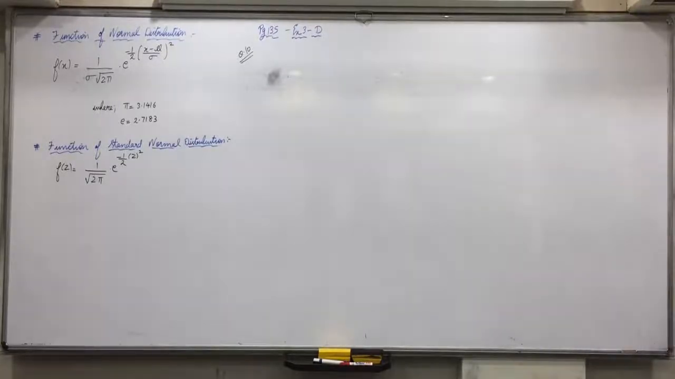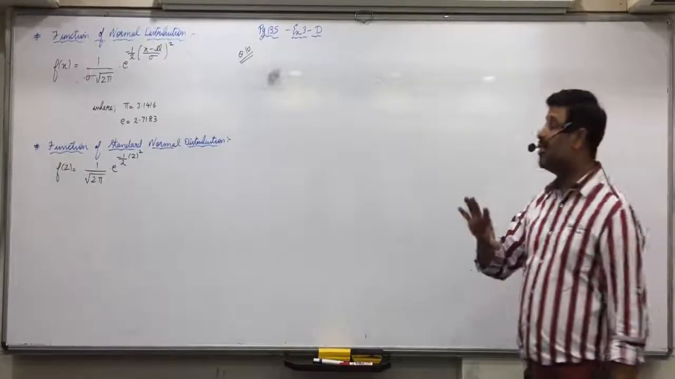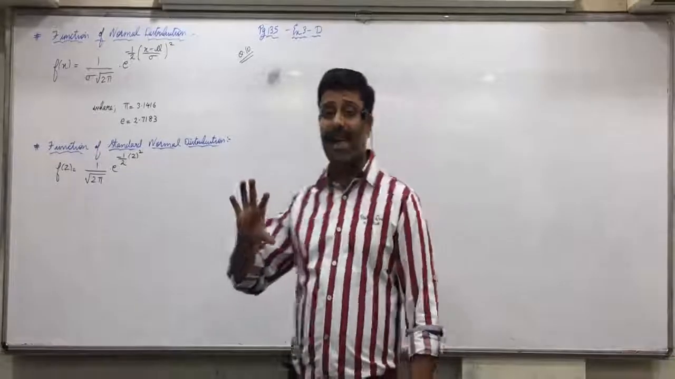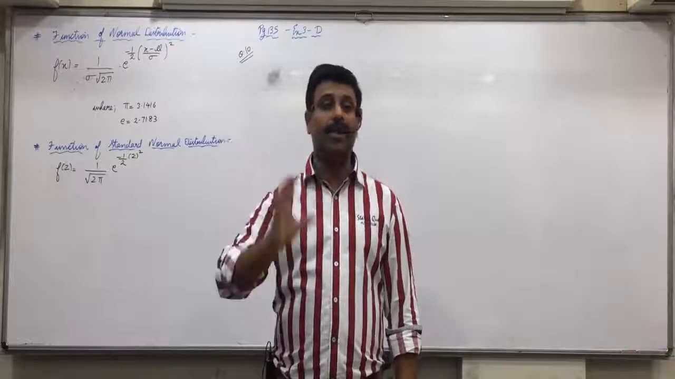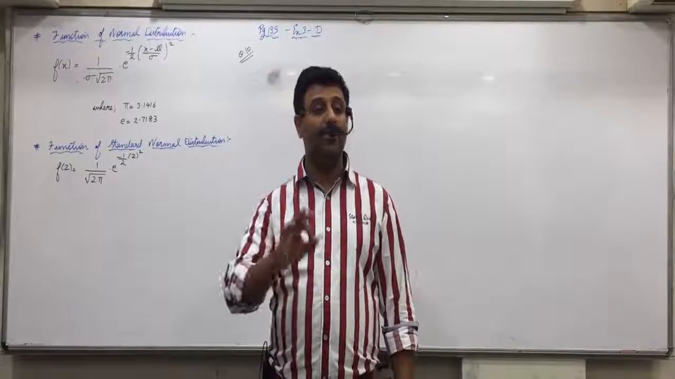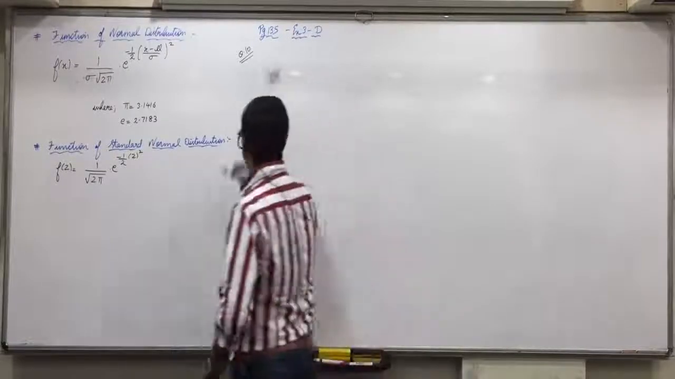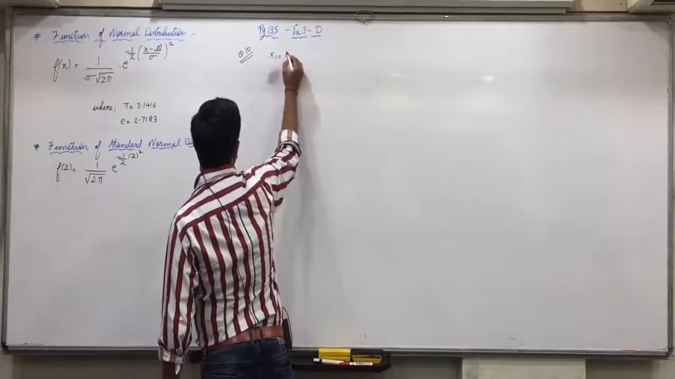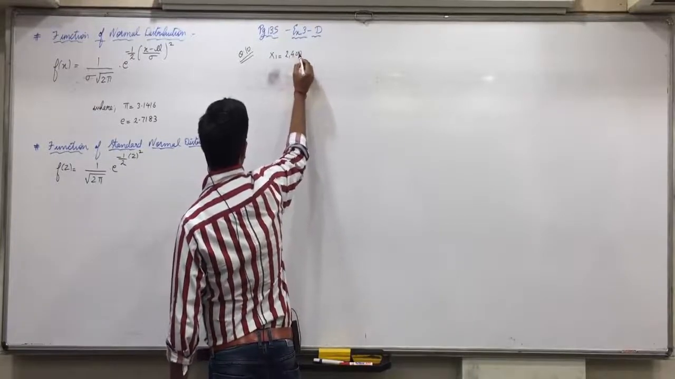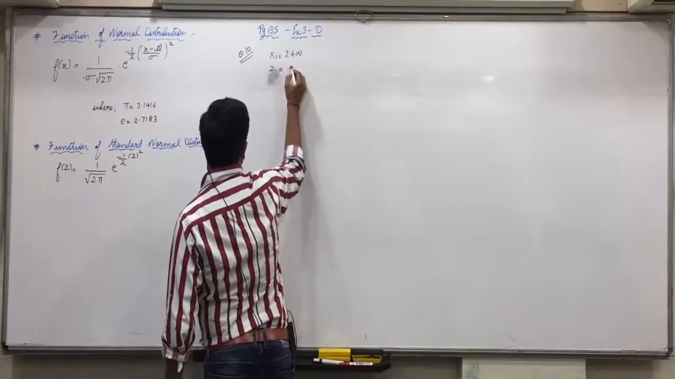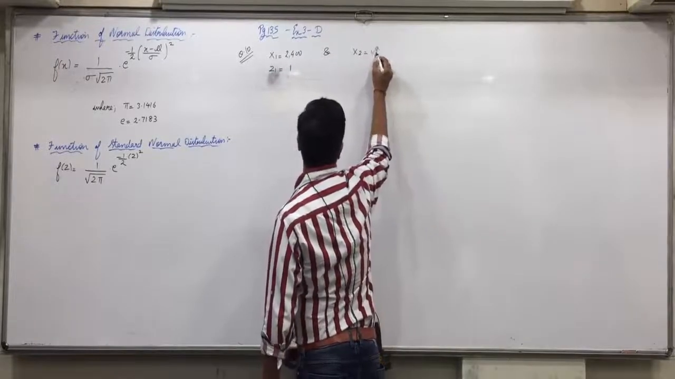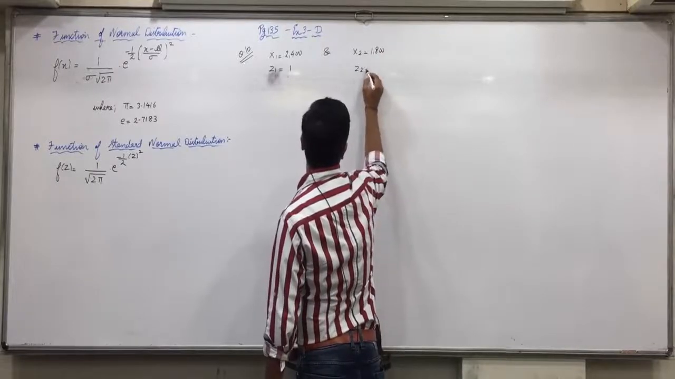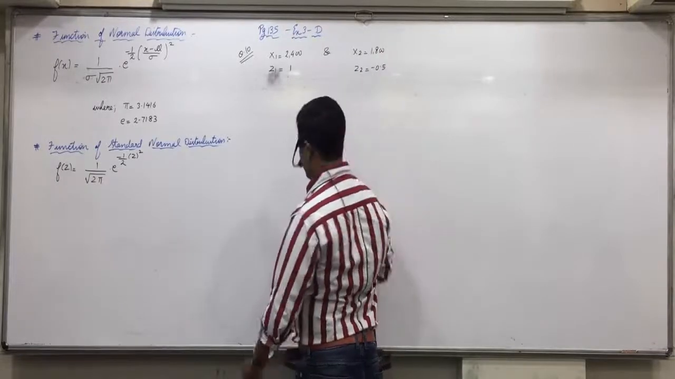Now what we are supposed to do is, two equations we will make using the values of x1, z1 and x2, z2. And solving the two equations, we'll find the value of mu and sigma. Like, what is x1? 2400. And corresponding to that, what is z1? 1. And what is x2? 1800. Corresponding to that, z2 is minus 0.5. Write down this way.